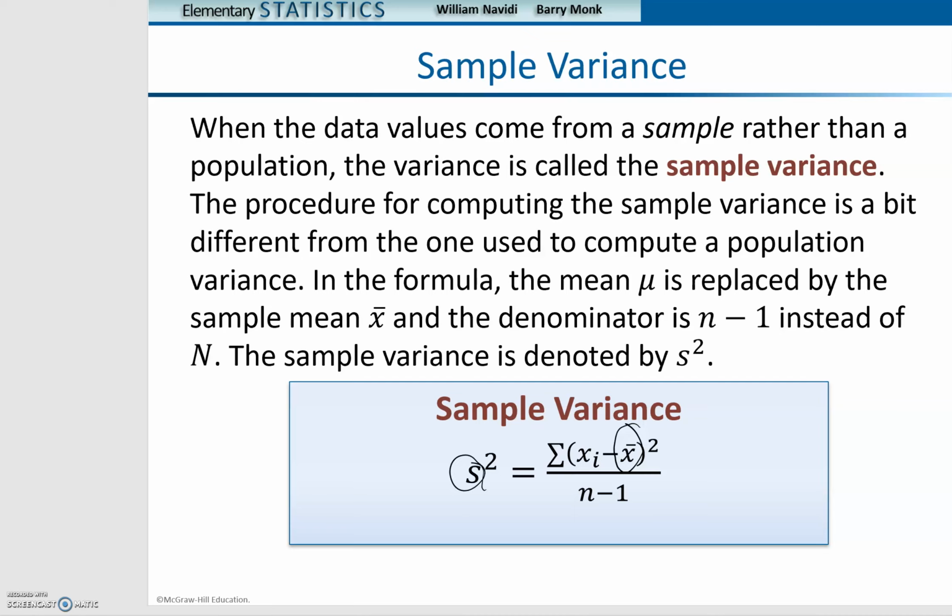It's not sigma squared, it's s squared. And the last thing that's different is you're not dividing by n, you're dividing by n minus 1. So if there's 12 items, you would divide by 11. So instead of dividing by 12, you would divide by 11.